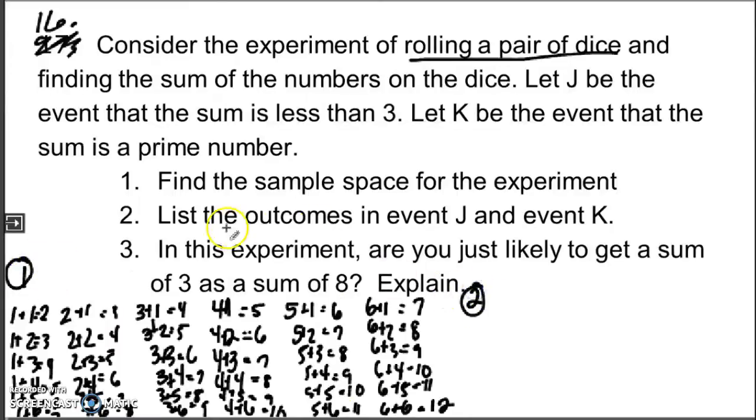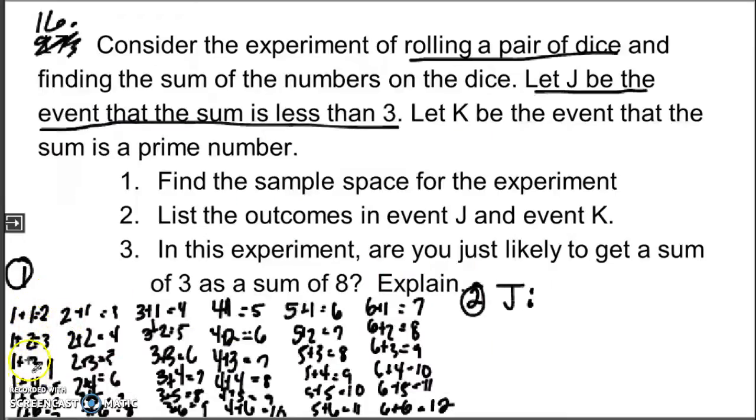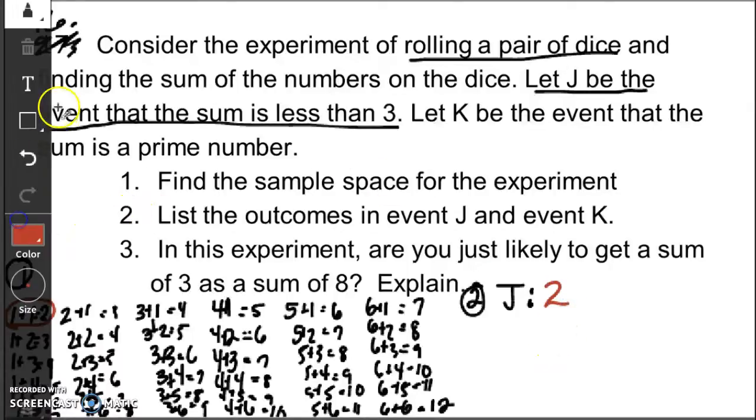Question 2, list the outcomes in event J and event K. Remember, J says let J be the event that the sum is less than 3. So let me choose a different color here. All of the ones that are less than 3, we've got 1. That would just be getting a sum of 2. Those are all the outcomes in J.